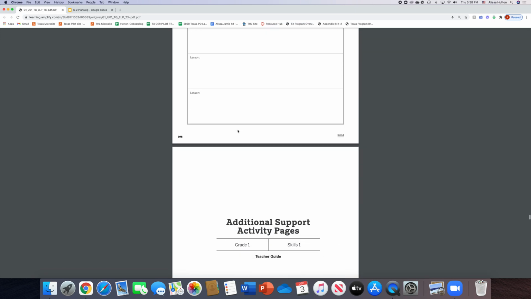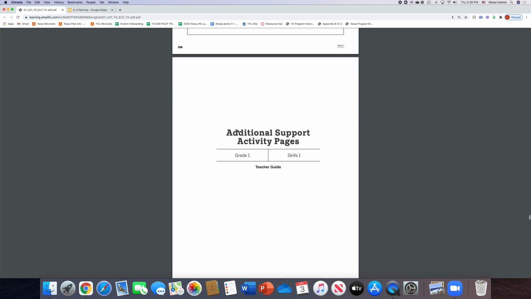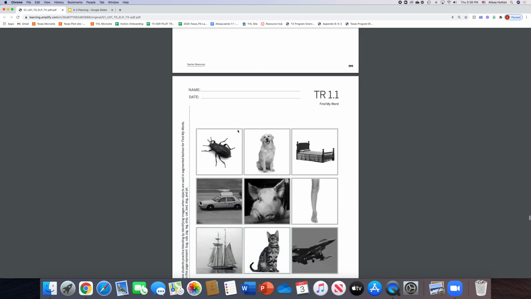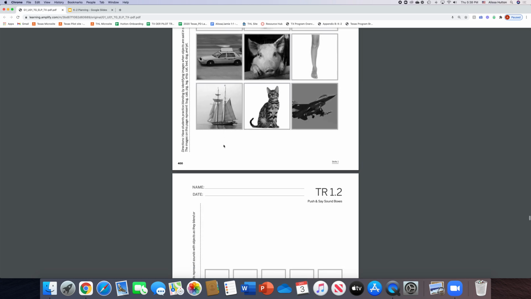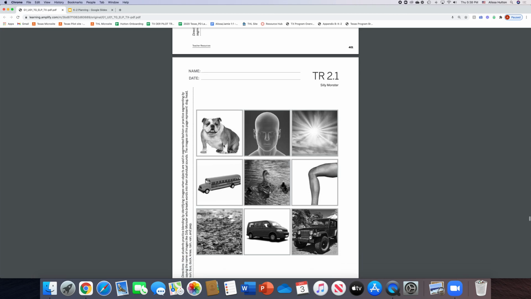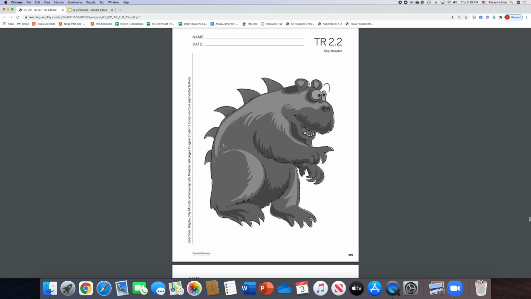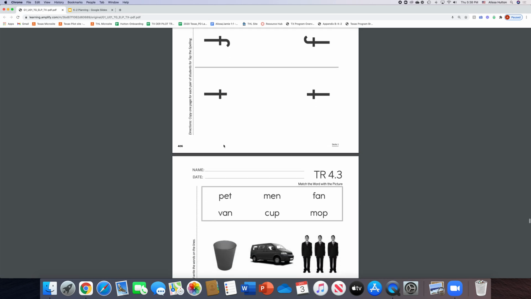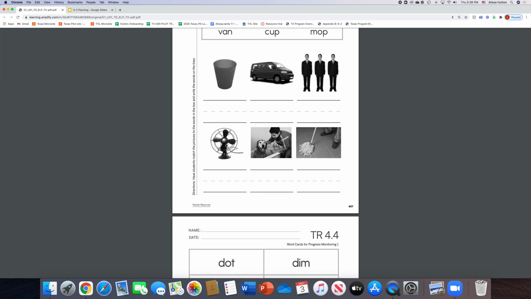I'm scrolling through and you're noticing different recording sheets, and then I'm getting to a section where there are activity pages. So these are additional activity pages that focus again on skills that are taught within the unit. And these activity pages are intended to provide additional support to help your students master the different skills. So you'll see page after page of games, cards for you to cut out, all to reinforce the different foundational skills that you are covering within the unit.